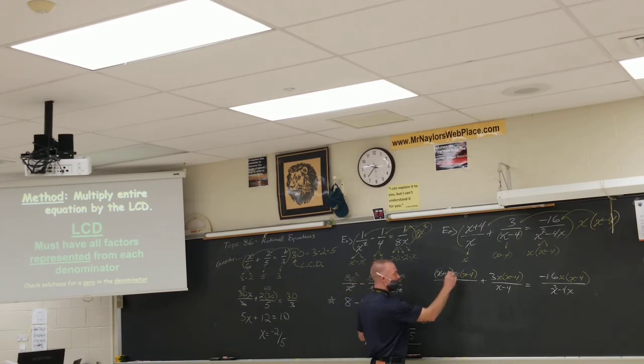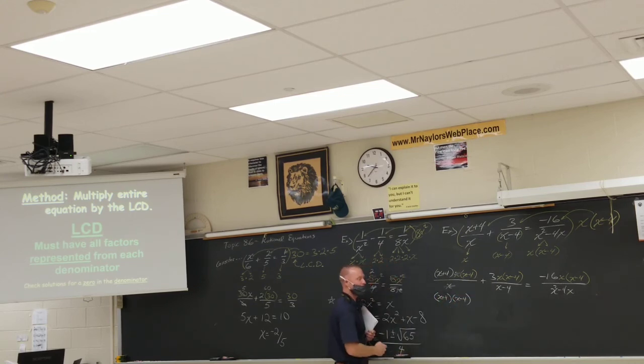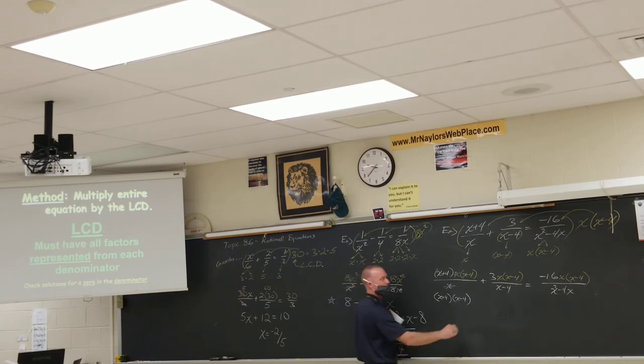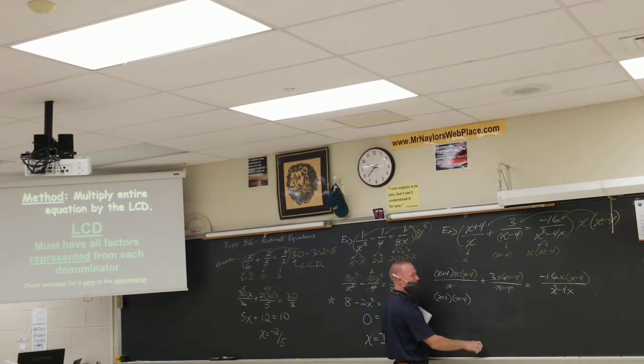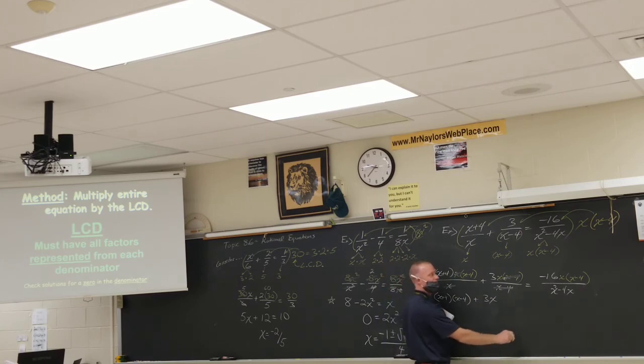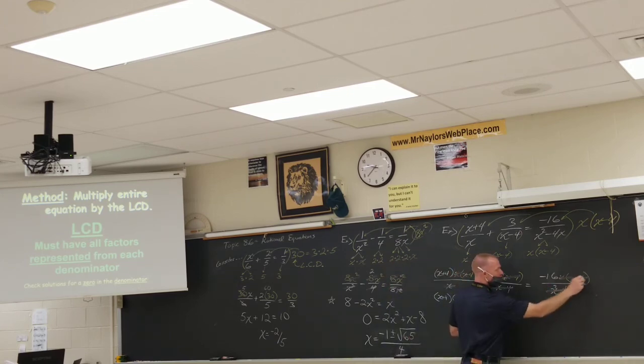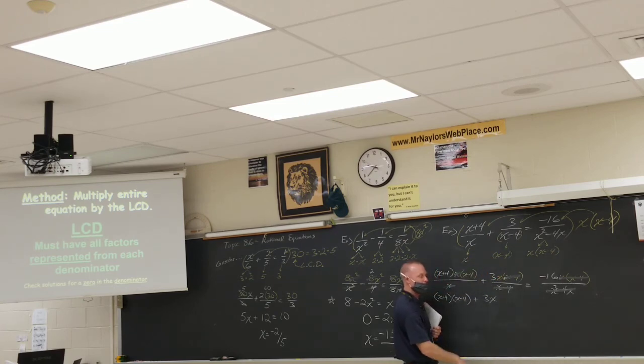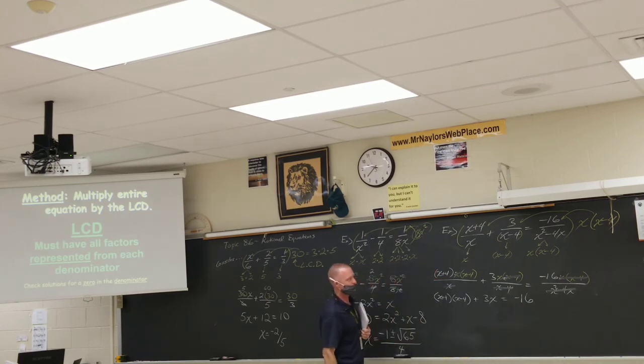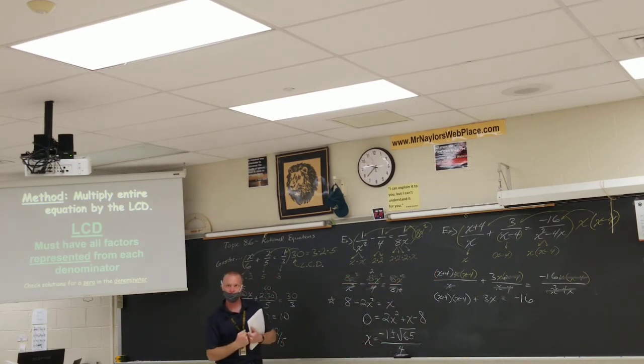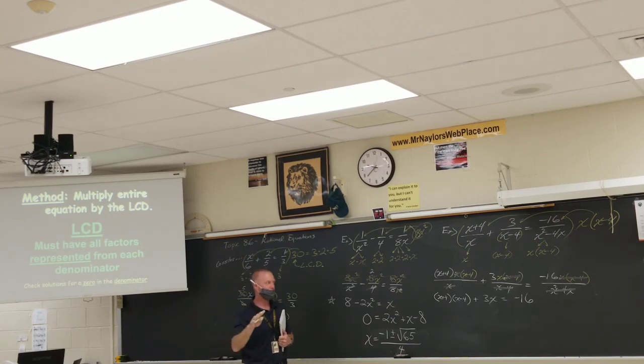The x is canceled. That's good, but you have to keep track of what's left. You're still left with x plus 4, x minus 4. x minus 4 cancels. That's good, but I'm still left with 3x. And now, in the case of this one, you have to recognize that it all cancels, but you're still left with negative 16. Okay, bye-bye denominator. All the denominators are gone.